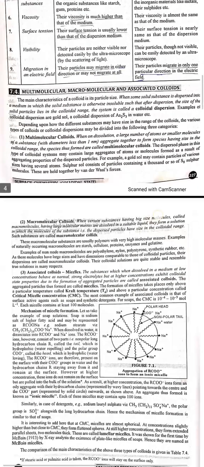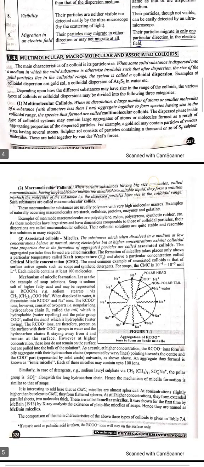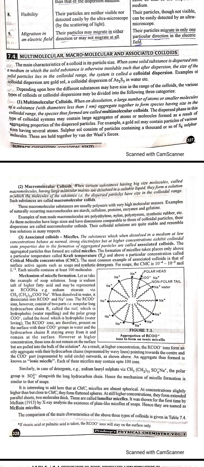Our next topic is multimolecular, macromolecular, and associated colloids. The main characteristic of a colloid is its particle size. When some solid substance is dispersed into a medium in which the solid substance is otherwise insoluble, such that after dispersion the size of the solid particles lies in the colloidal range, the system is called a colloidal dispersion. Examples of colloidal dispersion are gold sol, a colloidal dispersion of As2S3 in water, etc.